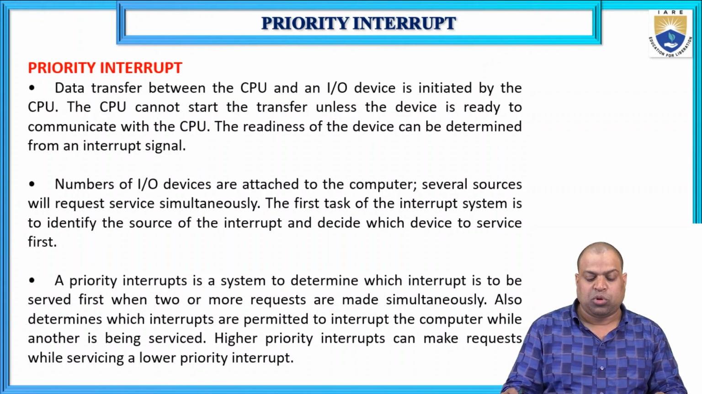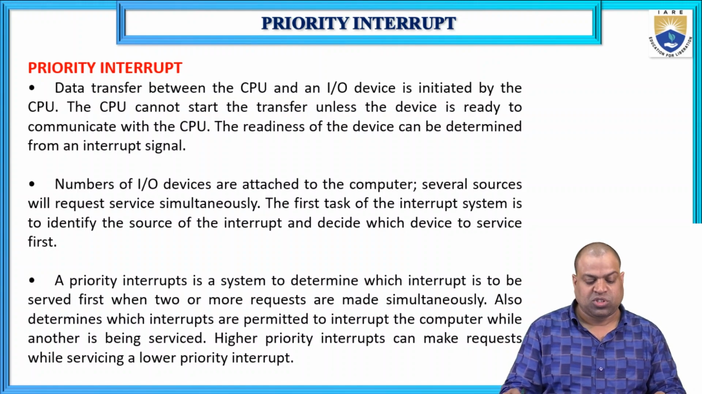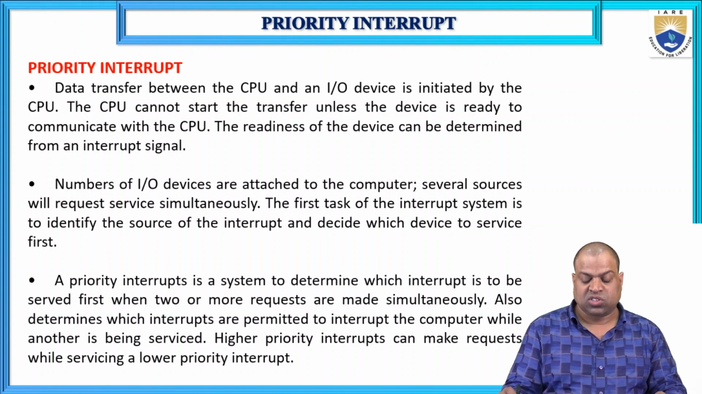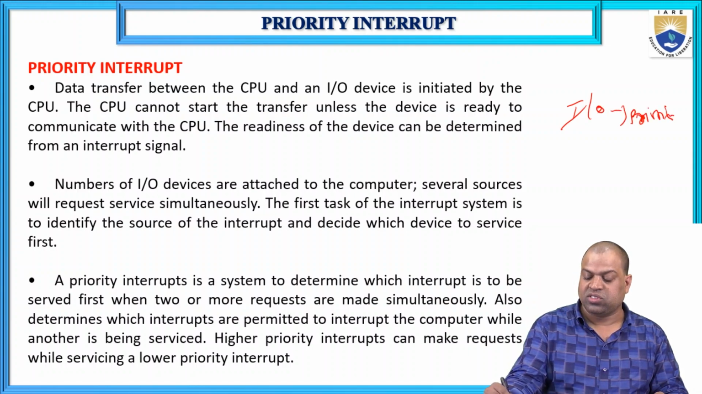A number of input-output devices are attached to the computer. Several sources will request service simultaneously. The first task of the interrupt system is to identify the source of the interrupt and decide which device to service first. So if I am going for input-output, then which one is the priority? First one, selection. So CPU priority is different and input-output priority is different.